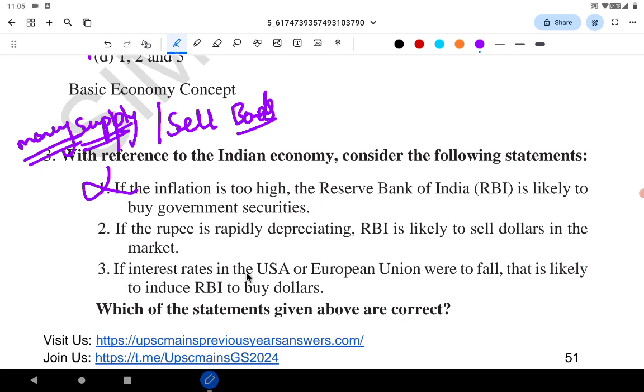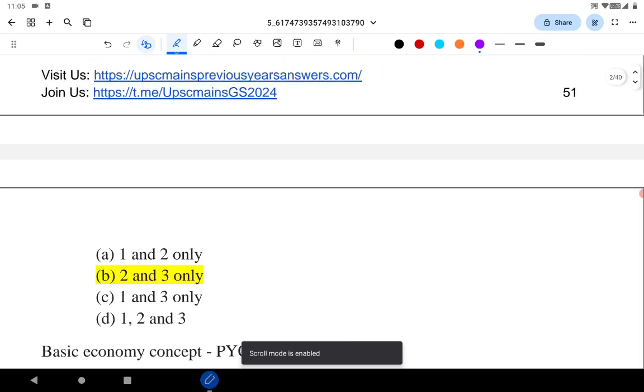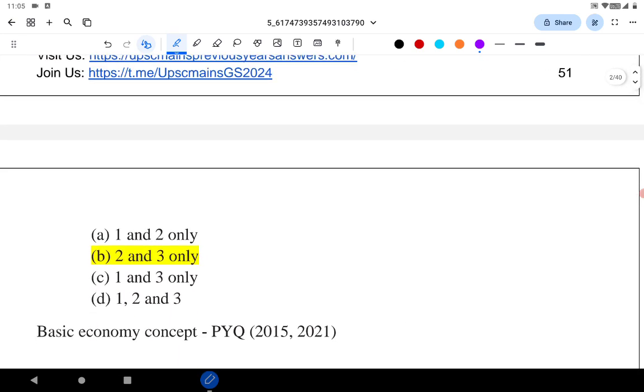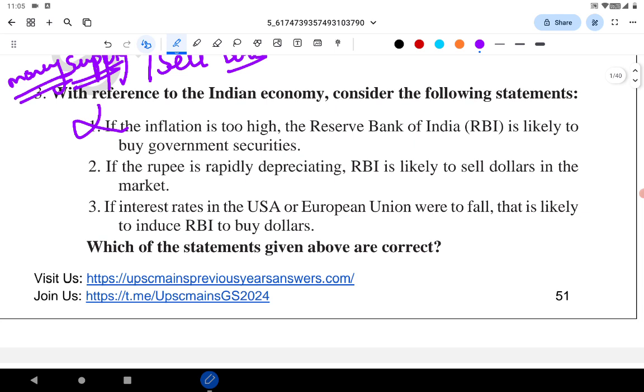If the interest rate in the USA or the European Union were to fall, they are likely to induce RBI to buy the dollar. Let's go to the next. The correct answer is 2 and 3. This question was asked previously in 2015 and 2021.